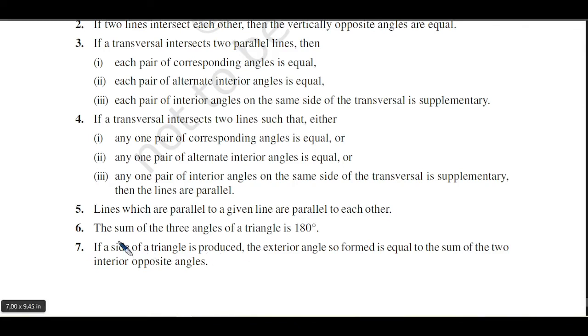The sum of three interior angles of a triangle is 180 degrees. It should be interior angle. If a side of a triangle is produced, meaning extended here, the exterior angle so formed is equal to the sum of two interior opposite angles. Just now we proved it, isn't it?